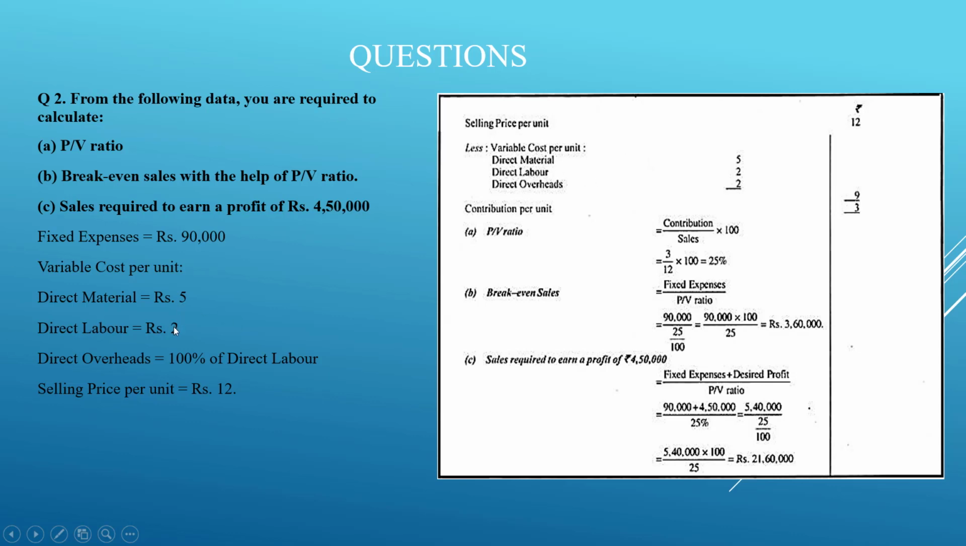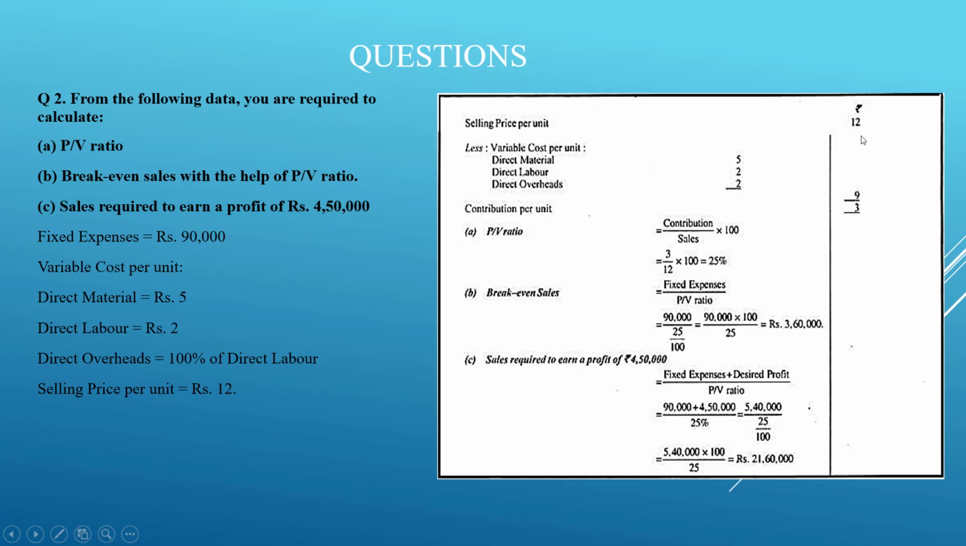Material 5, labor 2, and direct overhead 100% of direct labor, they are saying. 100% of direct labor means whatever is the value of direct labor is the value of direct overheads, right? So direct labor is 2, that's why the direct overhead is also 2, 100%. Whatever is the value of direct labor, 100% has been taken for direct overhead. So when you add up all these, they are all the variable costs, right? So the variable cost total will be written outside, and it is 9 rupees.